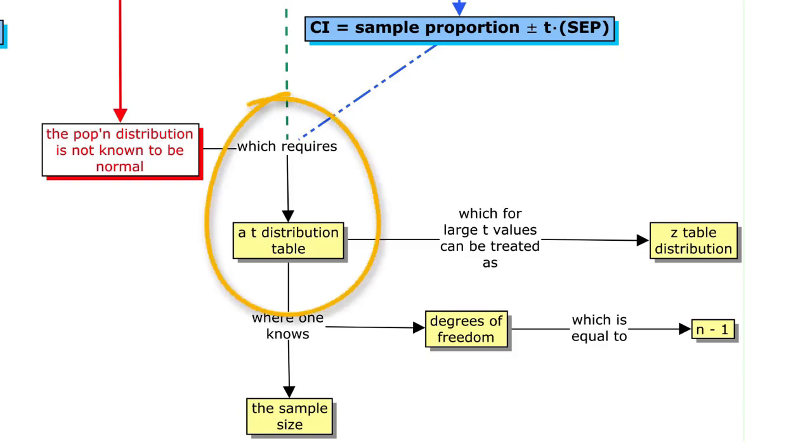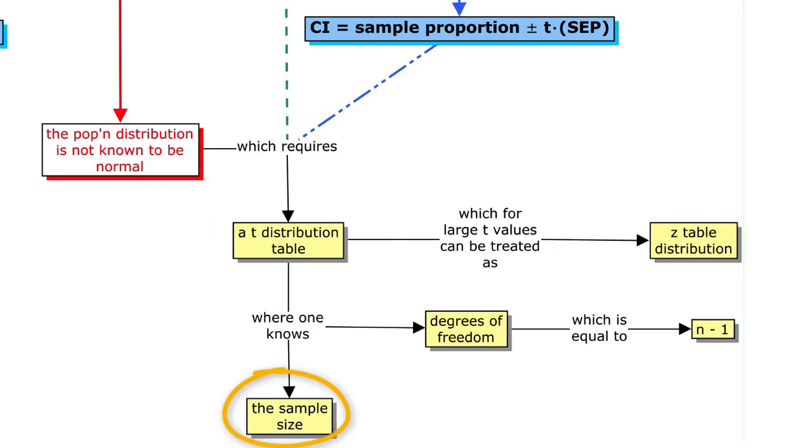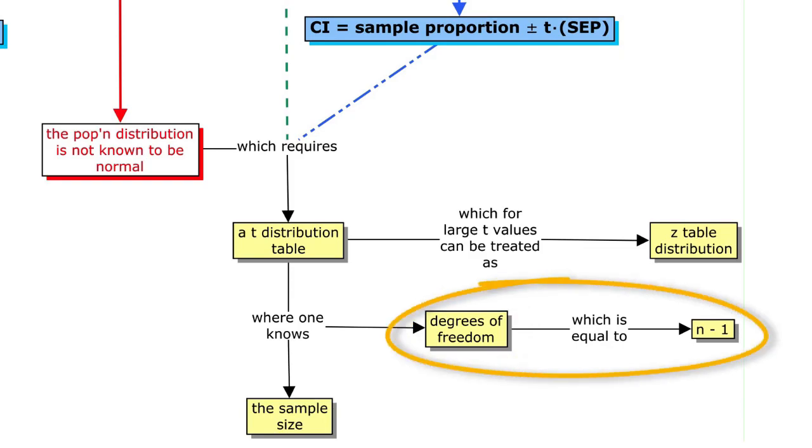To use the t distribution table, we need to know two things. We need to know one, the sample size, and two, the degrees of freedom. And in this case, with this particular test, the degrees of freedom is equal to n minus 1, where n is the size of our sample.